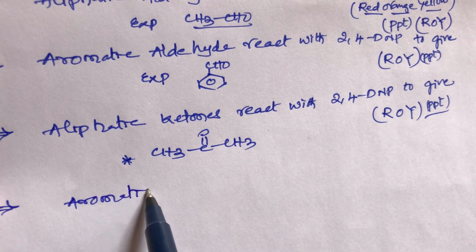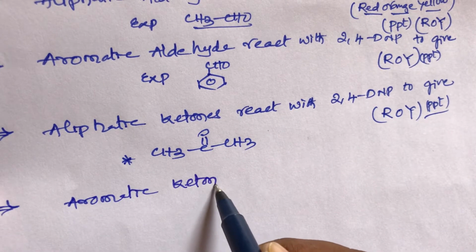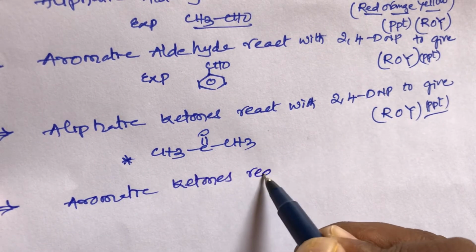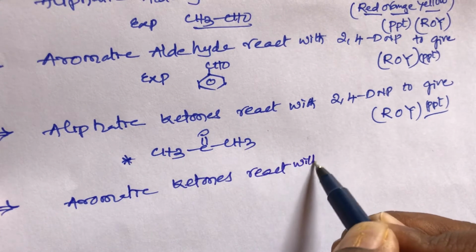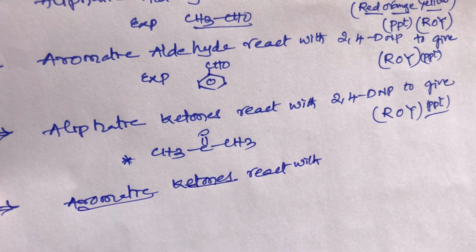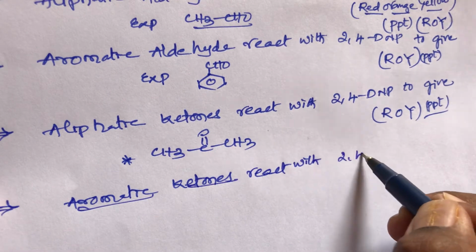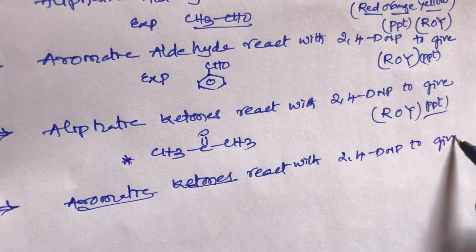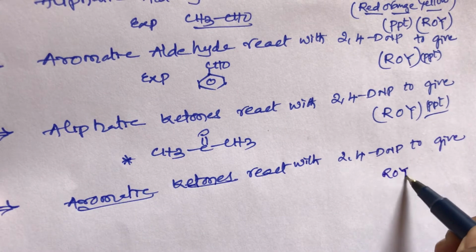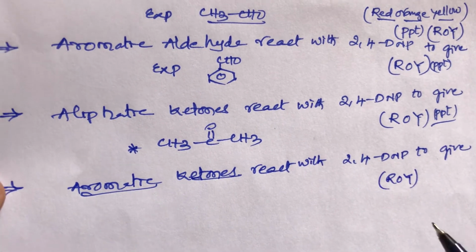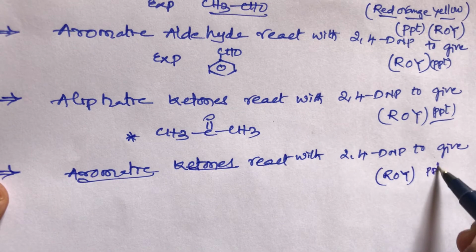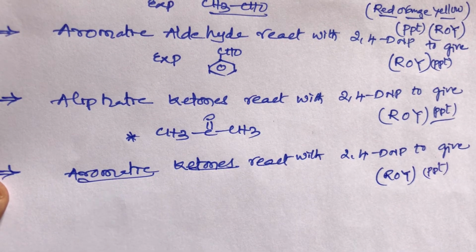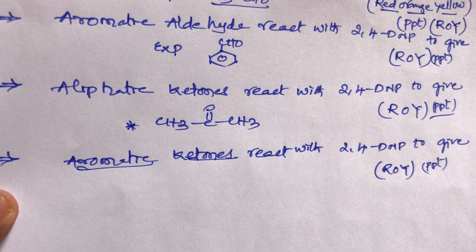Aromatic ketones also react with 2,4-DNP to give a red, orange, yellow precipitate. The shortcut is ROY: red, orange, yellow. A mixed-colored precipitate will be formed.